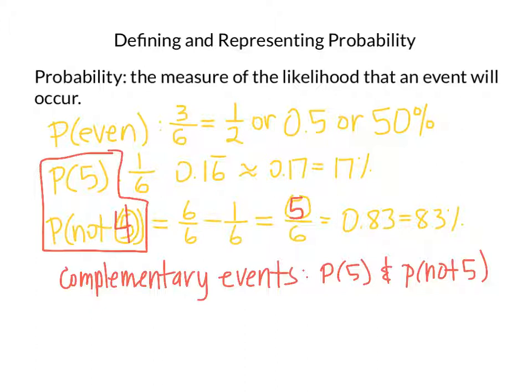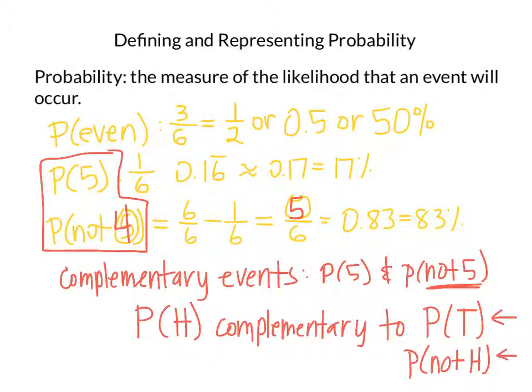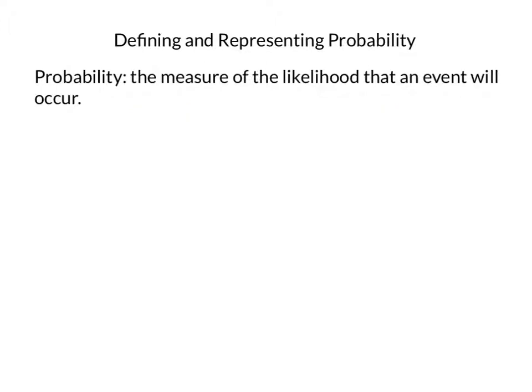So then what would be the complementary event to the probability of flipping a coin and getting a heads? Well, there's 2 ways of putting it. You could say probability of tails or probability of not heads. Either way is acceptable. It's just easier up here to say not 5 than to say the probability of 1, 2, 3, 4, and 6. Whereas down here it's just as easy to say probability of tails as it is to say probability of not heads.